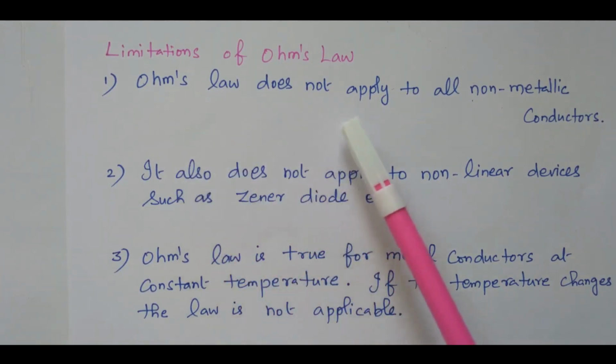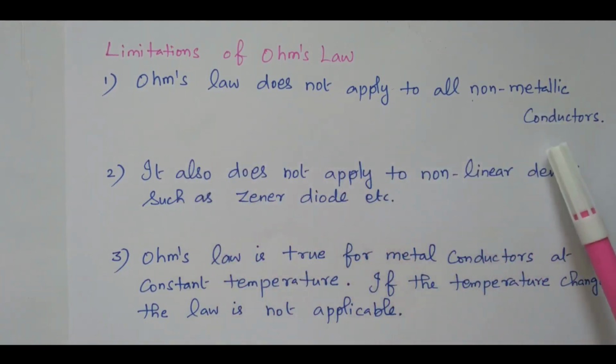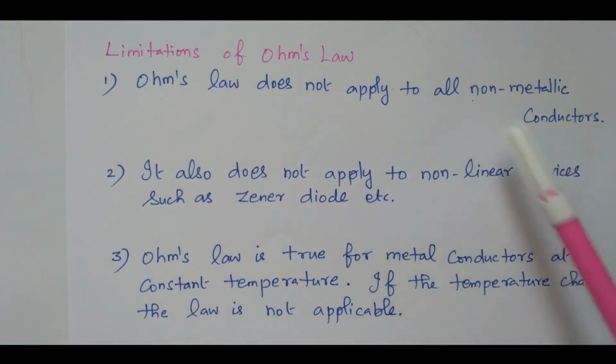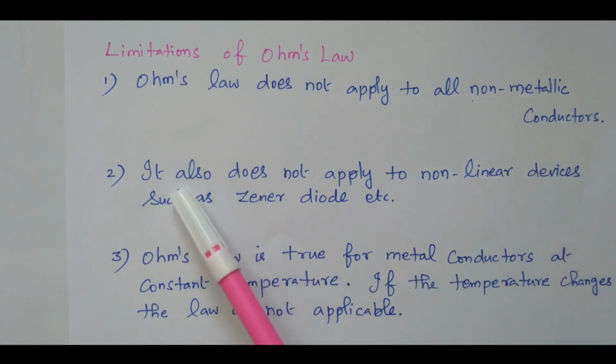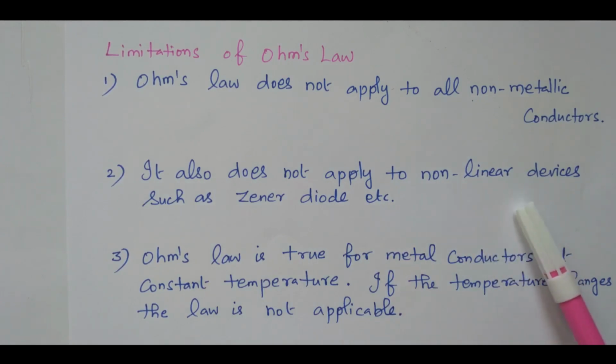Ohm's law does not apply to all metallic and non-metallic conductors. It is applicable only to metallic conductors. For non-metallic conductors it is not applicable; we cannot apply Ohm's law to non-metallic conductors. It also does not apply to non-linear devices. It is only applicable for linear devices. Linear devices mean that when current increases, voltage also increases linearly. But in non-linear devices, we cannot apply Ohm's law. The example is the Zener diode.